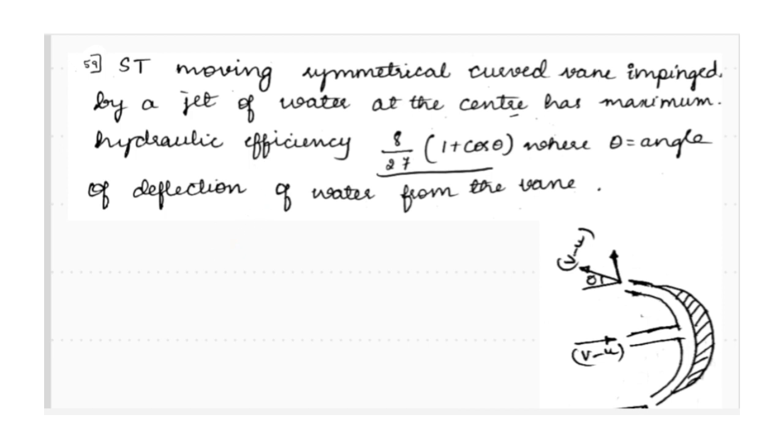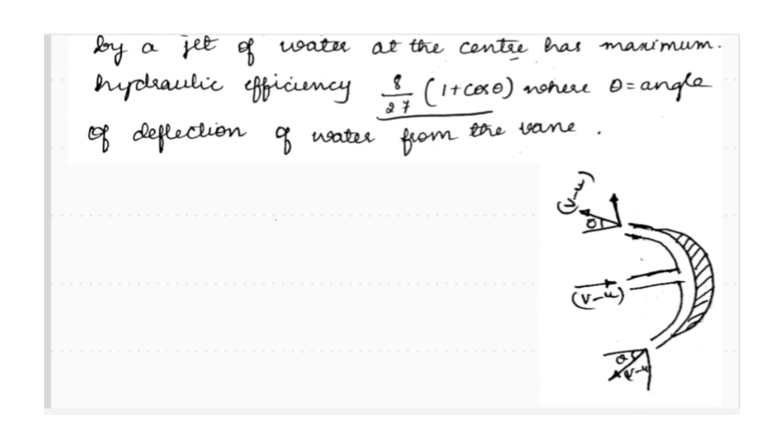So that is what we can draw the figure like. This will be the curved vane. So jet of water striking symmetrical curved vane with the velocity, moving thing, so it is v minus u. But what happens is, in the previous problem we have solved, the jet got deflected in the reverse direction, so that was the semicircular one. But here it makes an angle, that is the jet gets deflected by an angle theta.